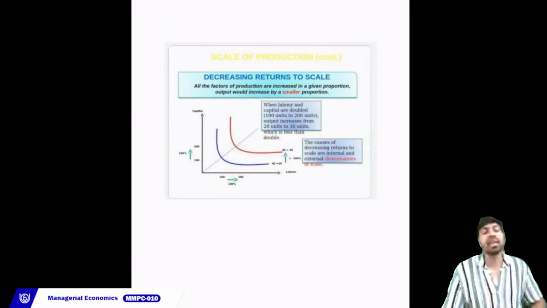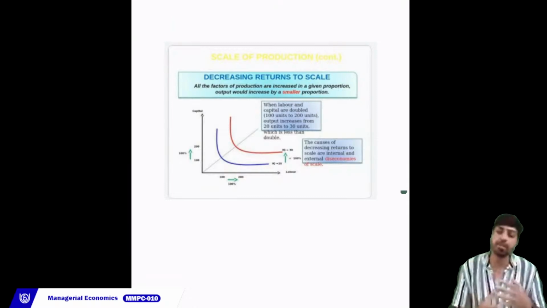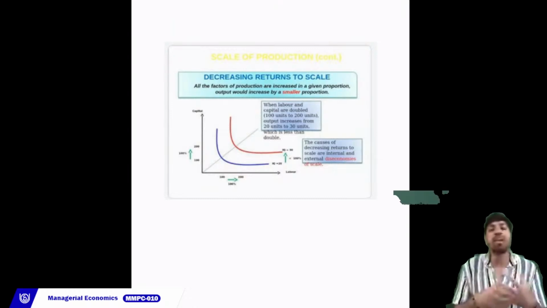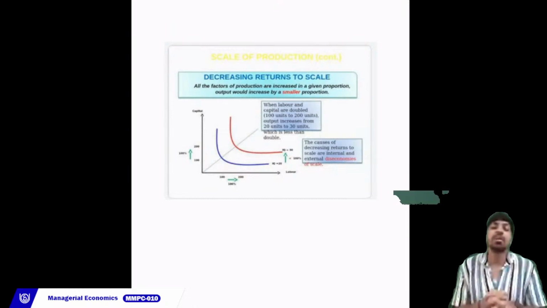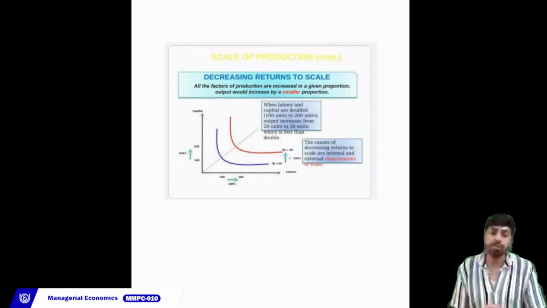So that's it for today regarding returns to scale, or the law of variable proportion. In the coming session, I will come up with the most valuable topics related to this particular block. So till then, that's it for today. Thank you so much and namaste to all.